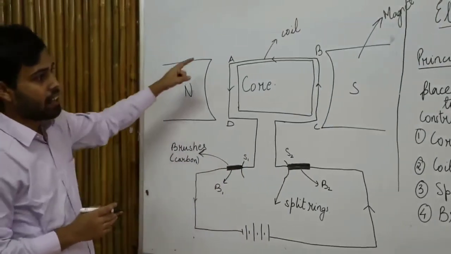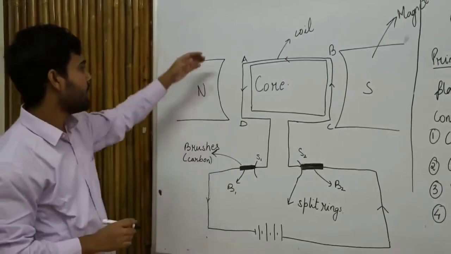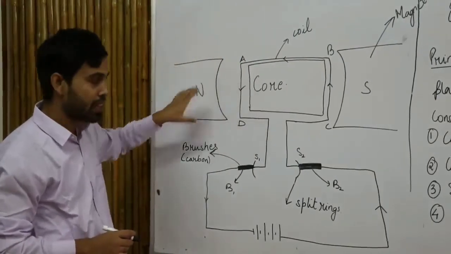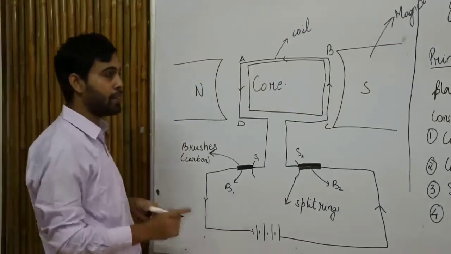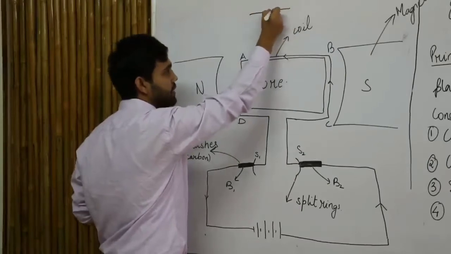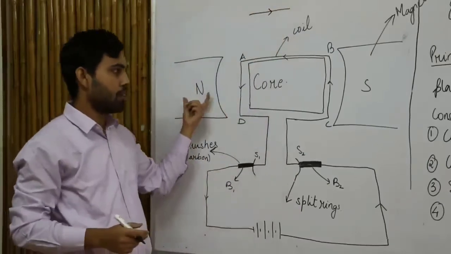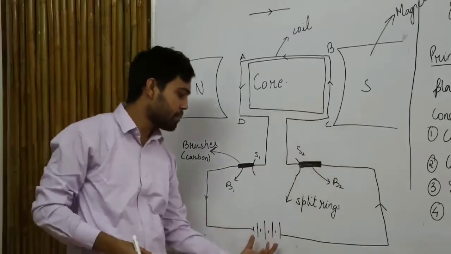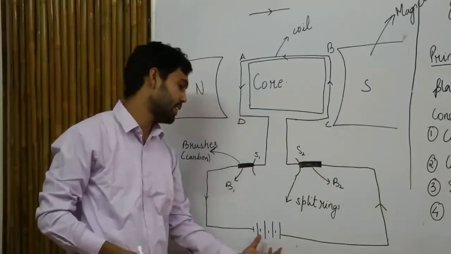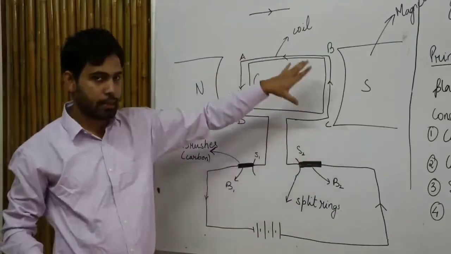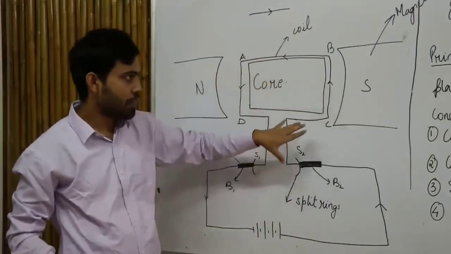Then I have a concave cylindrical magnet. What is the function of this magnet? It is to provide the magnetic field. In this particular case, the direction of the magnetic field is in this direction. Always remember, from north to south, that is the direction of the magnetic field. And then I have some source of electric energy here. In this case I am using a battery. So this is the construction of an electric motor.